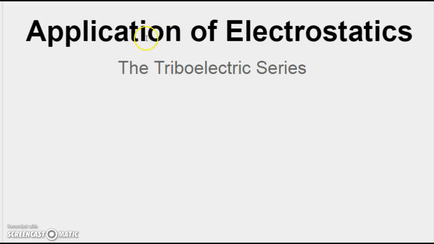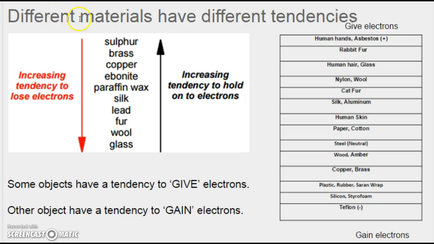Today we're going to do the application of electrostatics. We're going to do this by using the Triboelectric Series. We have to recognize that different materials have different tendencies, and a tendency is kind of what they tend to do. For example, we've got all these different materials here. Some materials down here have a tendency of losing electrons when rubbed against another material, and some materials have a tendency of holding on or gaining electrons.